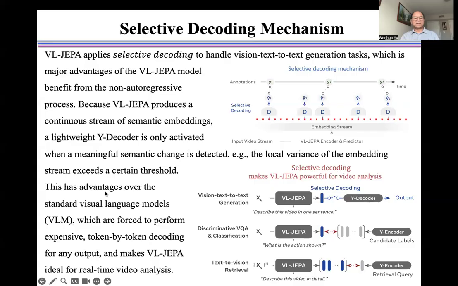This has advantages over standard vision language models, which are forced to perform expensive token-by-token decoding for any output, and makes VL-JEPA ideal for real-time video analysis, as shown here, with this selective decoding.